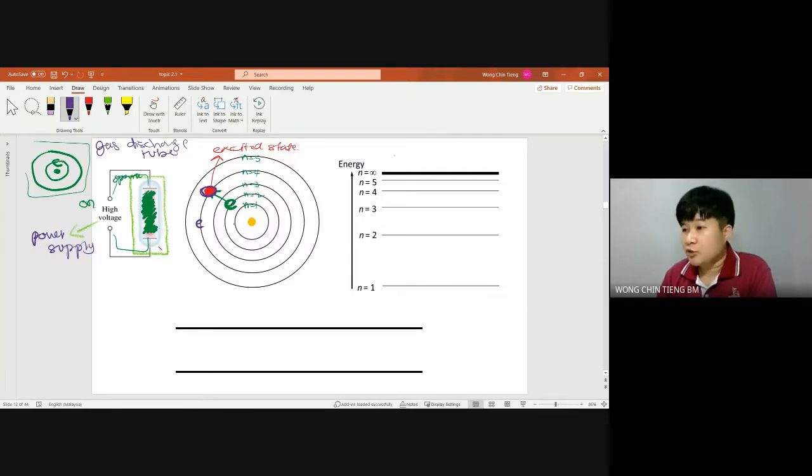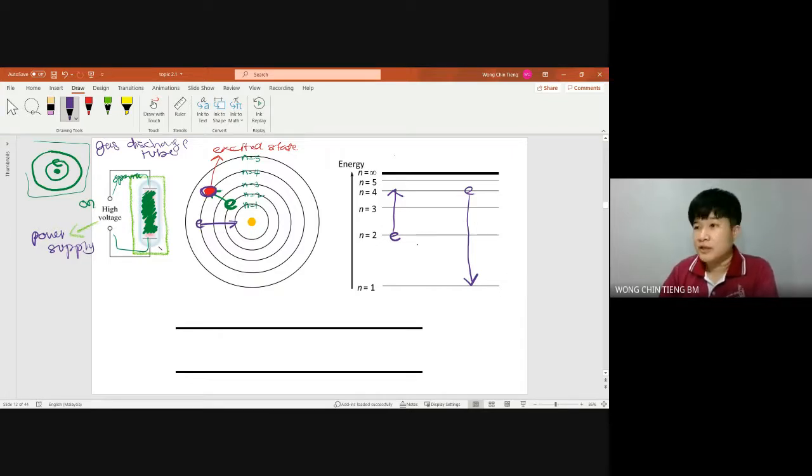Dia tak semestinya jatuh balik ke tempat yang kita naik tadi. Janji dia jatuh lagi rendah. Okay? So, dia boleh jatuh ke tiga, dia boleh jatuh ke dua, dia boleh jatuh ke satu. Let's say kita kata dia jatuh all the way ke satu. Okay? So, the electron fall. So, the first part just now is the electron at N equals to 2, the electron move up to N equals to 4. And then at N equals to 4, the electron drop all the way to N equals to 1. Okay? Settle?